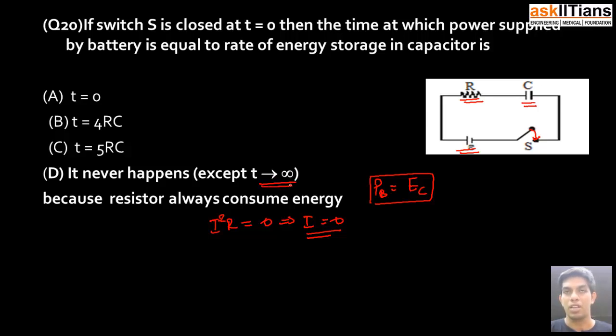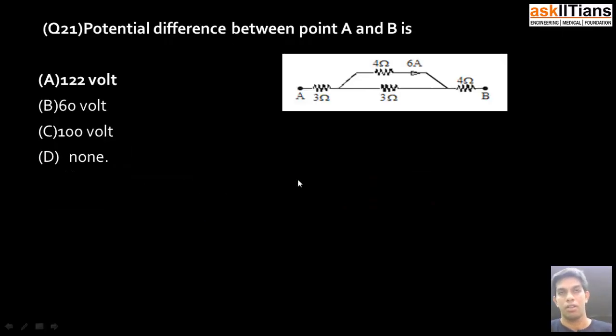At a very large amount of time, we get I equal to 0, that is, my capacitor starts to behave ideally. Hence, D is the correct answer. So moving on to the 21st question, it says potential difference between point A and B is. So in this given setup, I have 3 ohm over here, 3 ohm over here, 4 ohm, a current of 6 ampere passing through the 4 ohm branch, and again the 4 ohm over here.